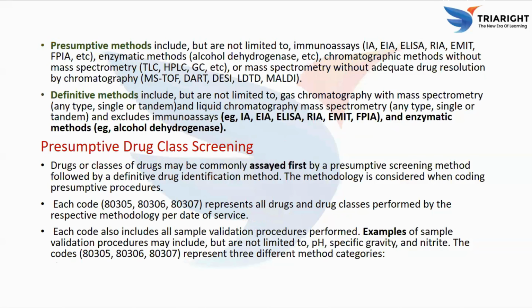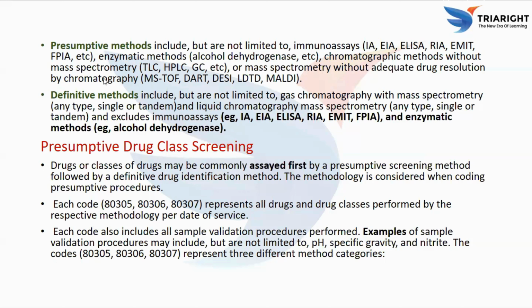And next, coming to presumptive drug testing methods. So what does presumptive mean? It is used as an initial screening. It identifies the possible presence or absence of a drug or a drug class. It does not confirm a specific drug. The presumptive methods include immunoassays, examples like IA, EIA, ELISA, enzyme immunoassay, RIA, radioimmunoassay, EMIT, and FPIA. These are very fast, inexpensive, and common urine screening tests.